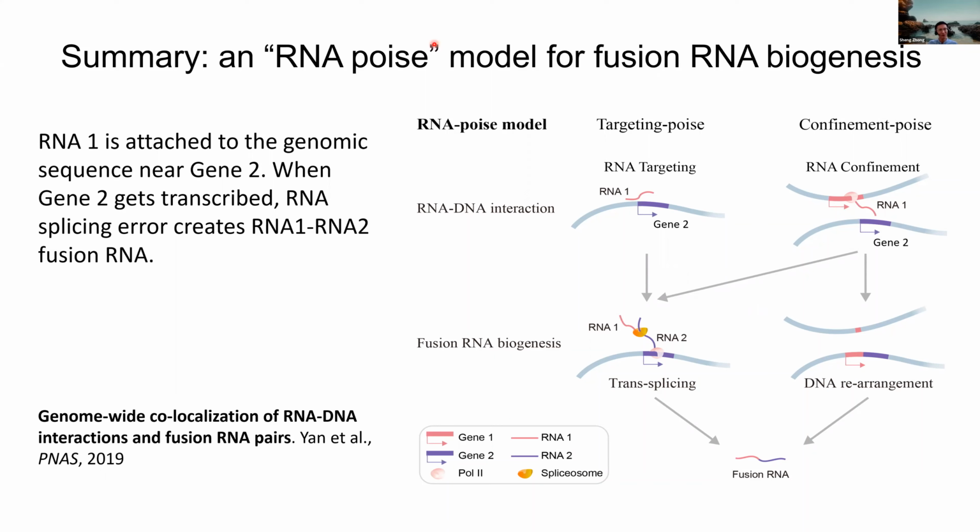So the RNA Poise model basically says that through RNA-chromatin interaction, the two RNAs were close as soon as RNA 2 is transcribed. And that is also when most of the splicing events happen anyway. So with that, I have described the work related to RNA-chromatin interactions.